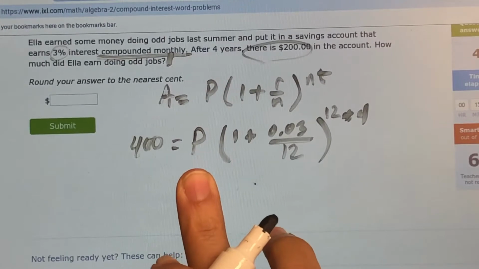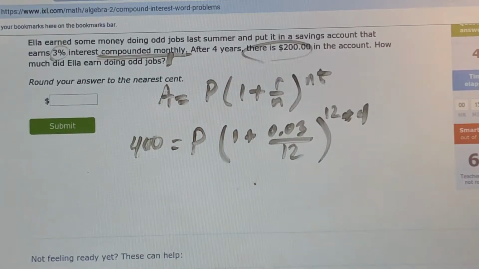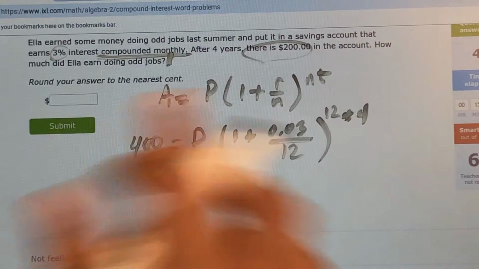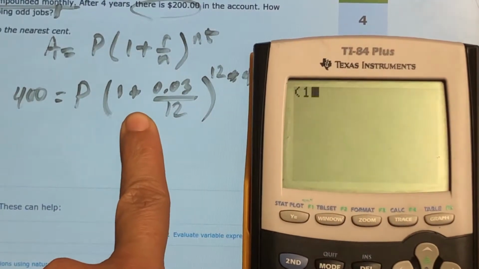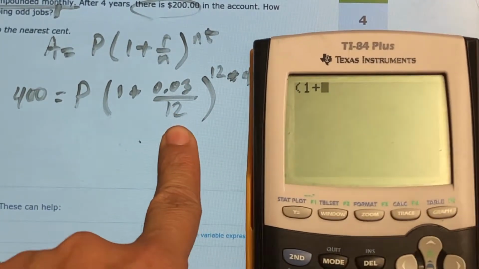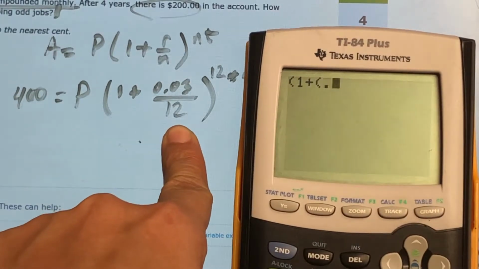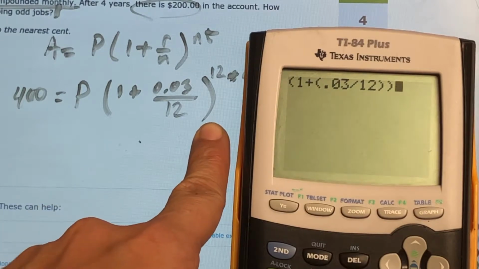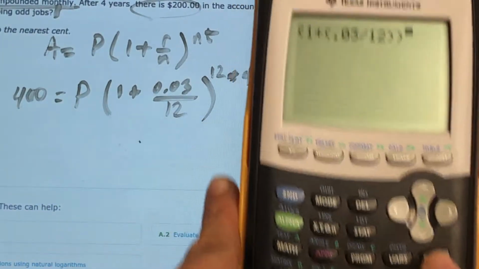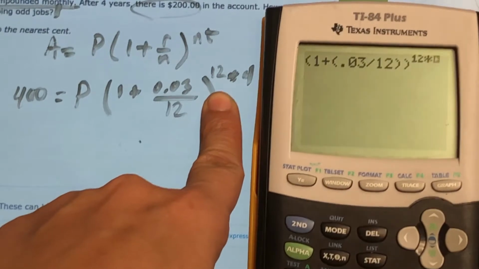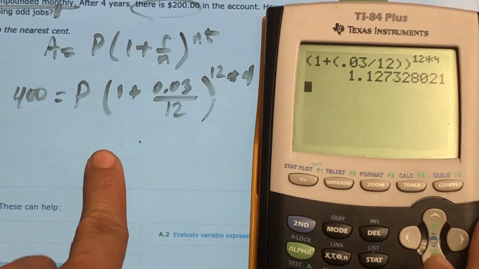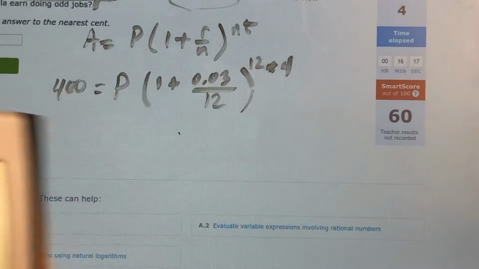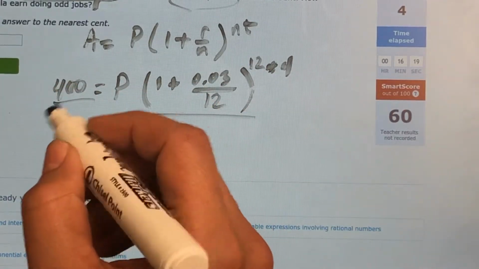How much did Ella earn? So again, same thing as before. We're just going to do this part and then divide both sides. All right, so taking your calculator, you're going to open parentheses, 1 plus, and because there's a fraction, you're always going to put that in parentheses. You're going to make it parentheses, divided by 12, close the parentheses you just made, close this other parentheses, and then raise it to 12 times 4. Press enter. So that's the number before P. To get it by itself, you're going to divide both sides by that number.